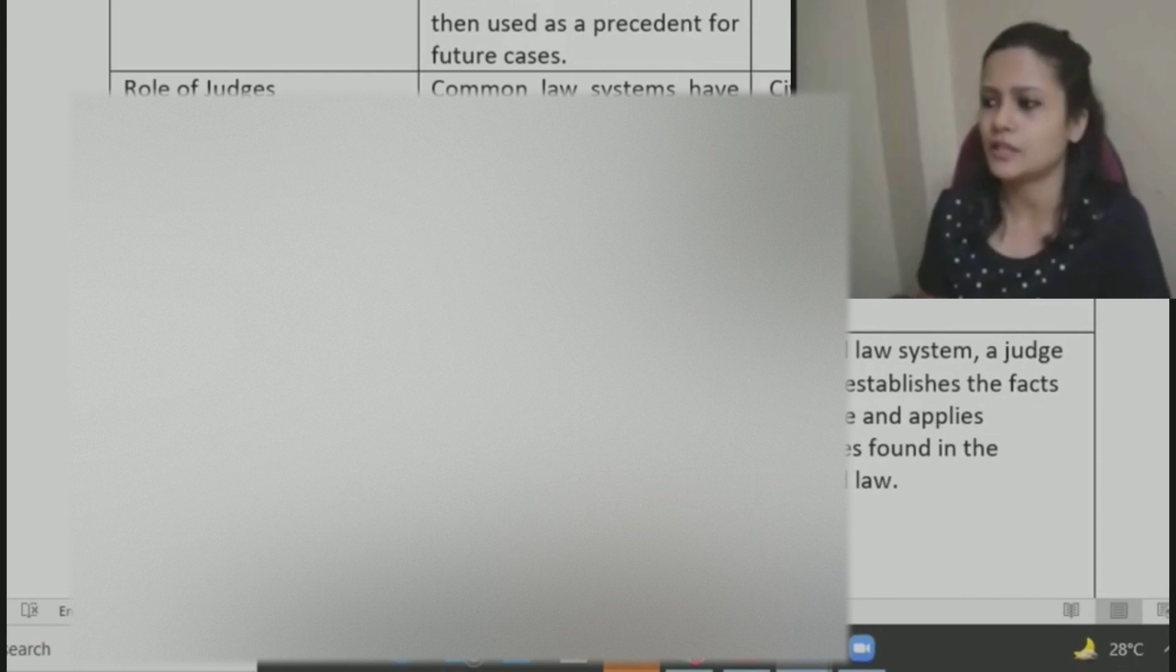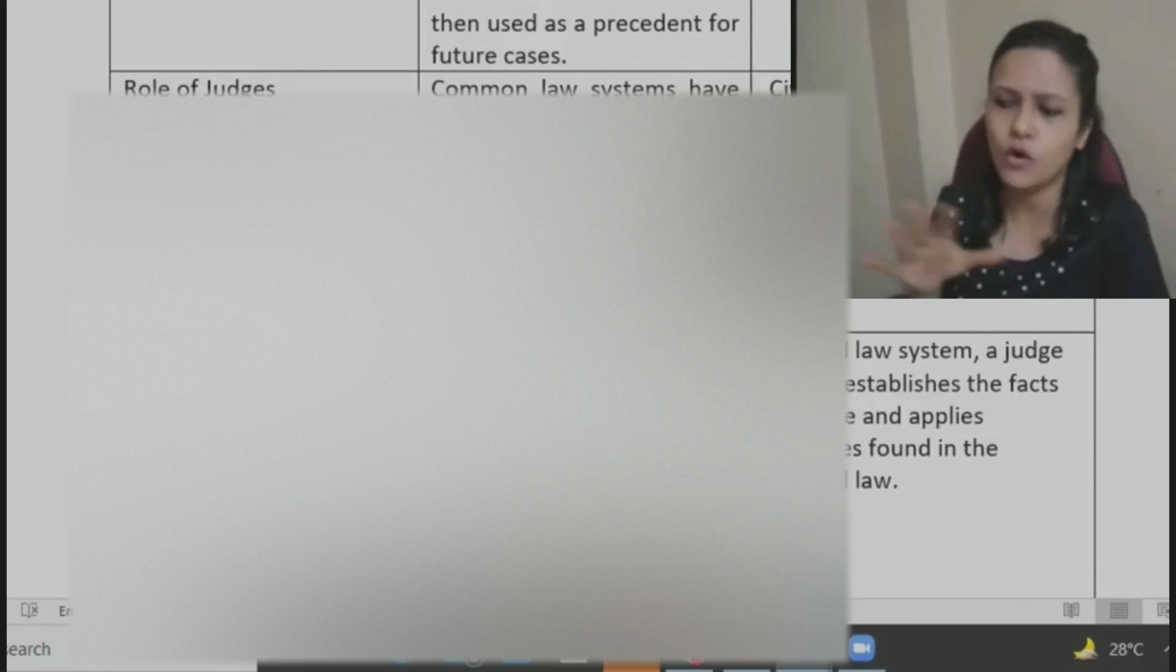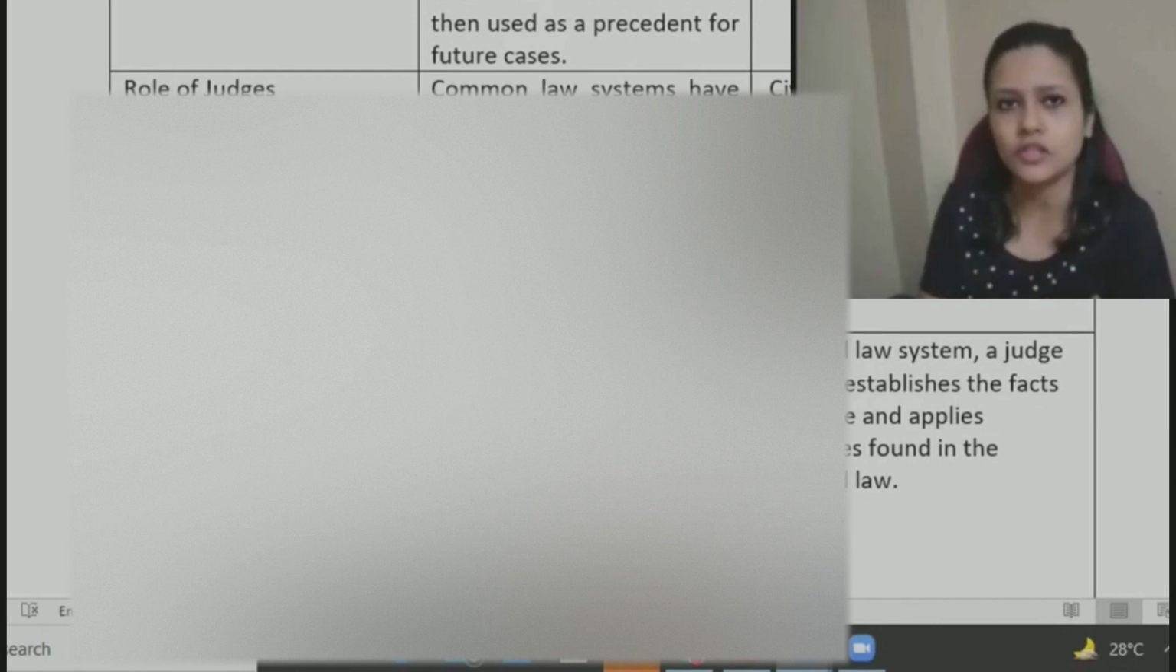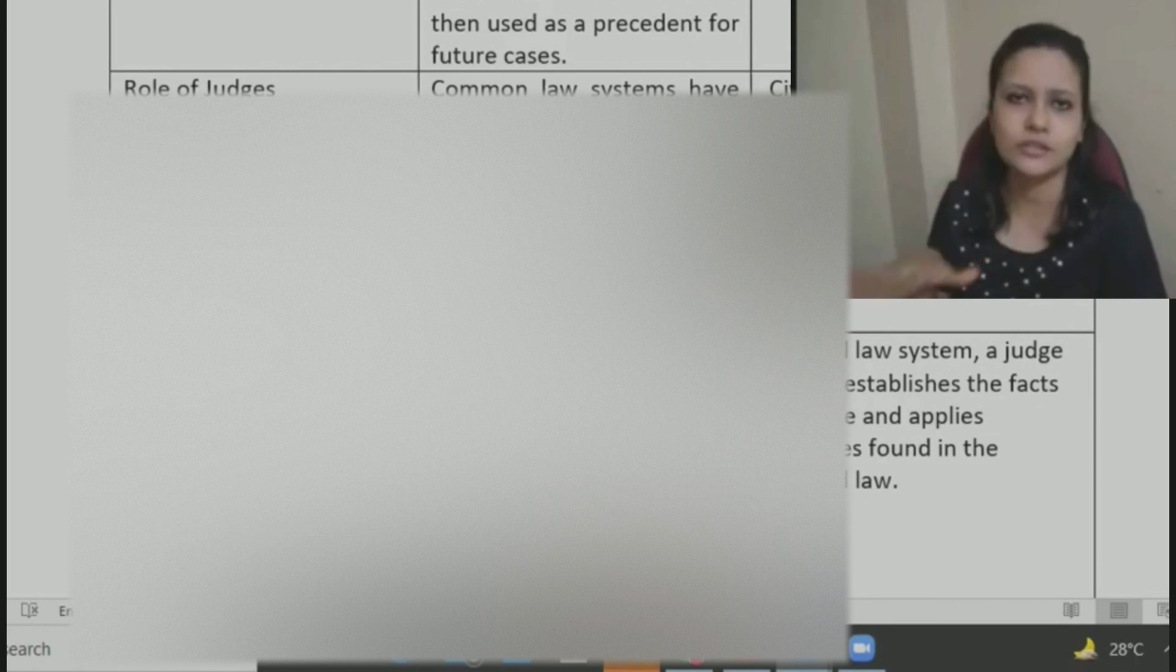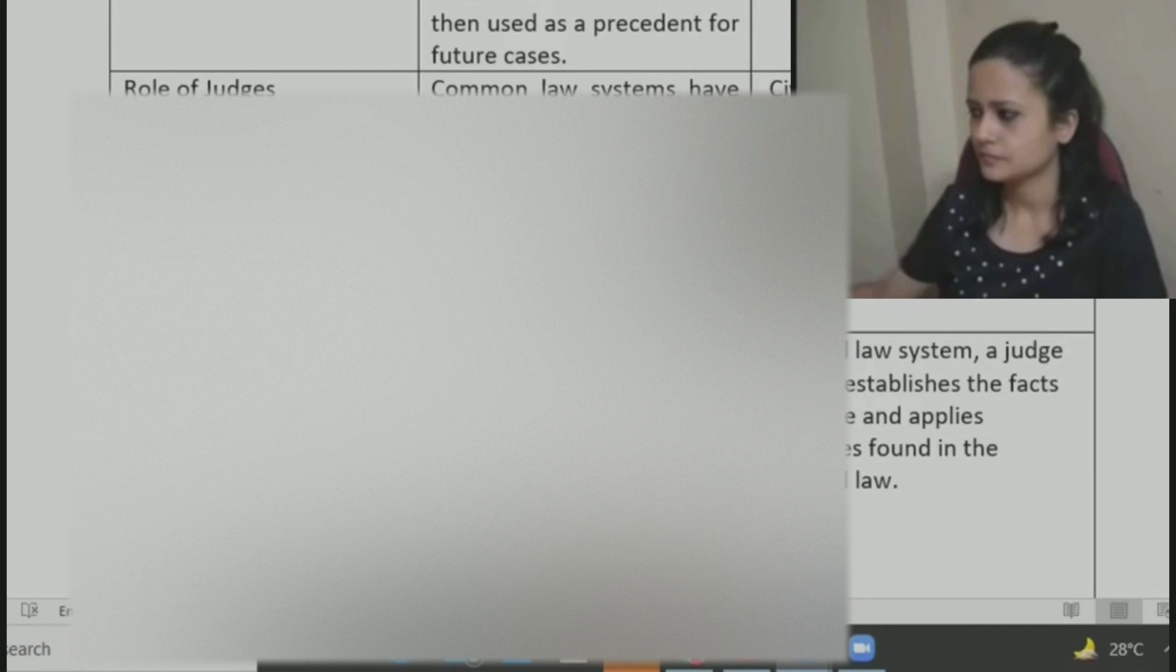Like that you can explain, and after that you can say it's a combination of both, and that's a very good thing because it tries to balance out. If legislature is not taking a proactive step, judiciary is there. If judiciary is not doing, legislature is there. So it's a very good balance. Like that you can conclude the answer. Okay.